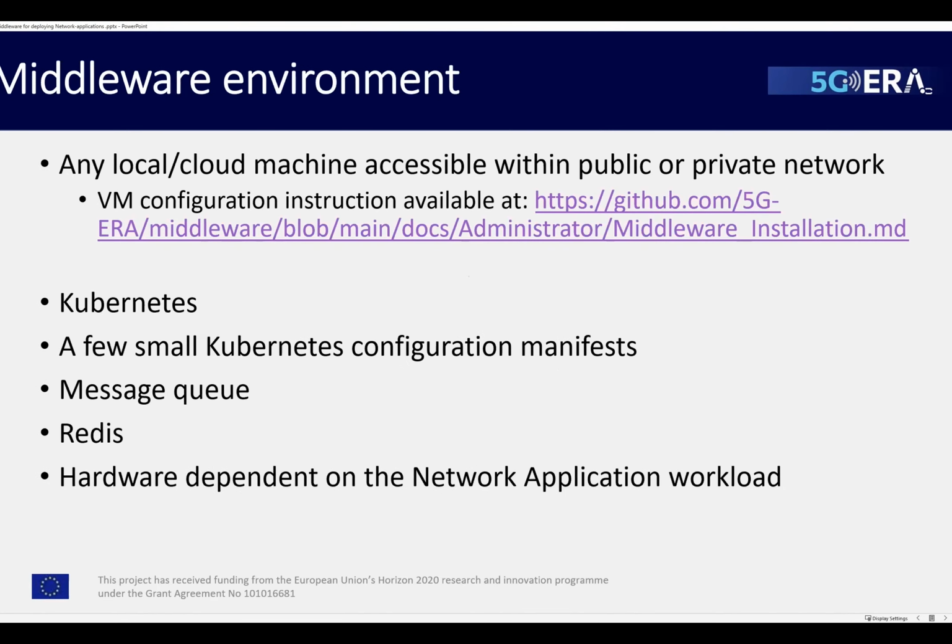When it comes to deploying the middleware environment, all we need is just a local machine or virtual machine that is located in the cloud, which is accessible within the public or private network. The exact virtual machine configuration is available under the link in this presentation that you can follow later on. But to summarize it shortly, there are very small requirements that we need. First of all, we need a Kubernetes instance running on this virtual machine.